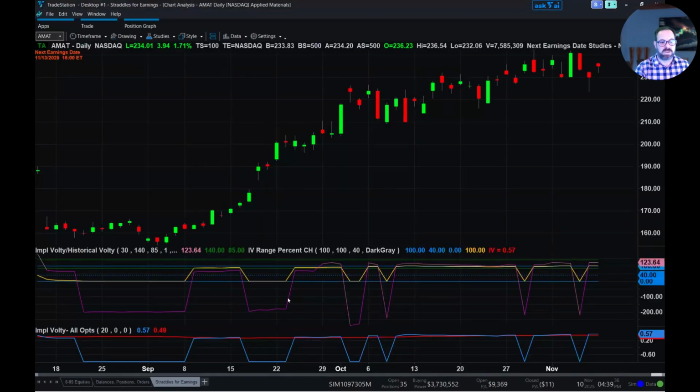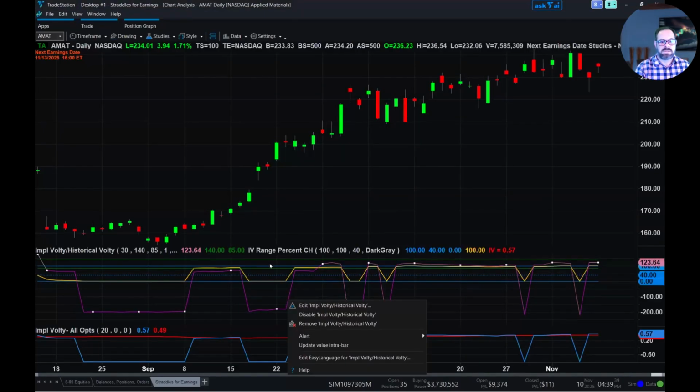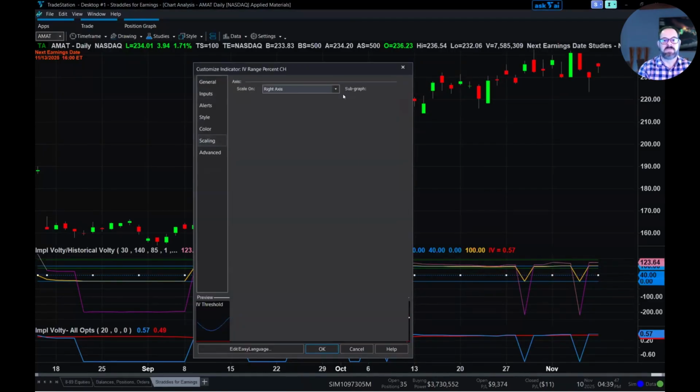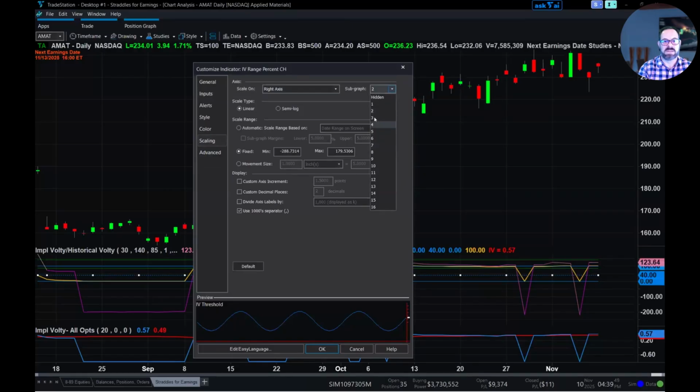Of course, I put it right on top of another indicator by mistake. So let's do this. Edit and move it to a separate subgraph. Should have automatically done that, but it didn't. We'll do, there we go, 4.